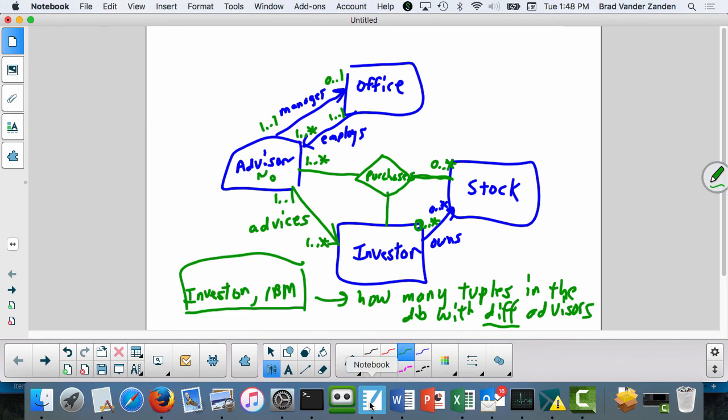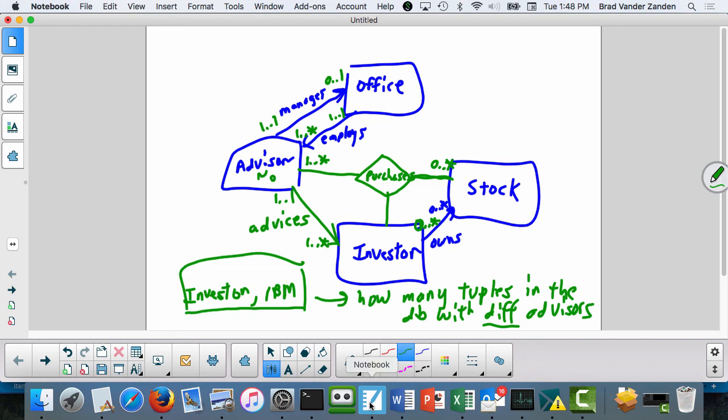Okay, so now I see what you're saying. An advisor can have multiple purchases. Mm-hmm. Yes. I was looking at it the other way. I thought you meant that a purchase can have one-to-many advisors. Right. You're right. A single purchase could not, but the investor could have made multiple purchases of IBM with multiple advisors. It's a way to think about it.